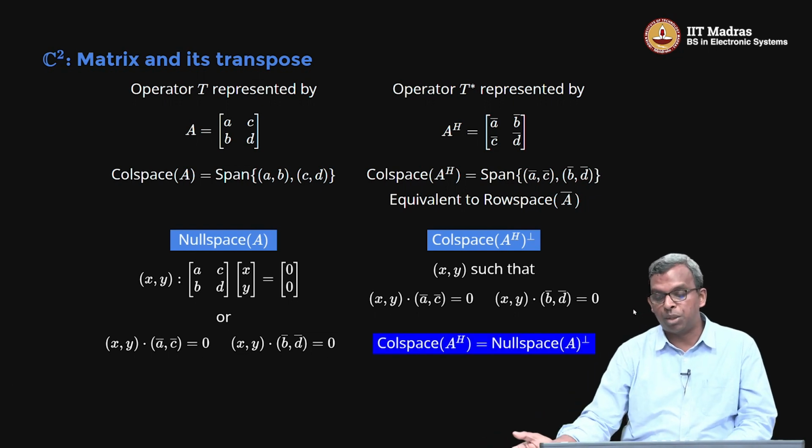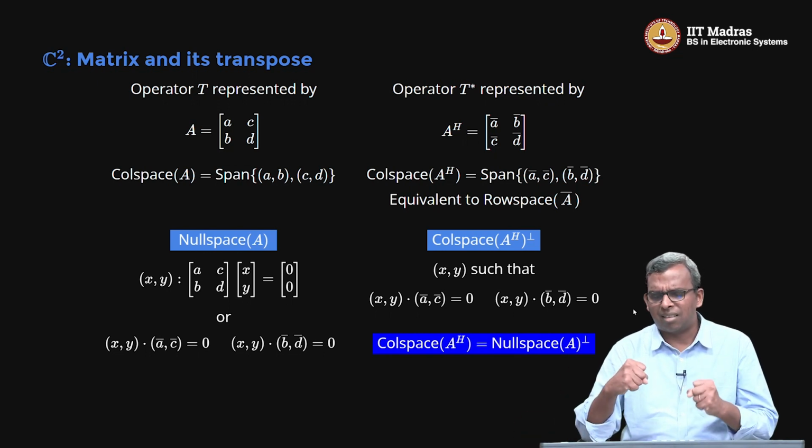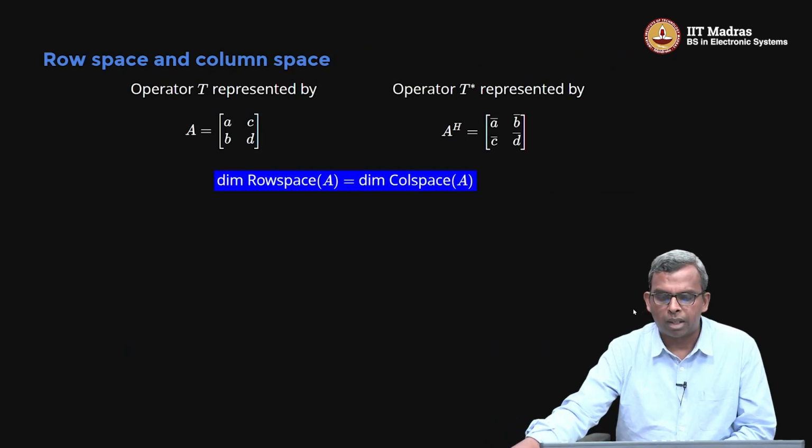Column space of A Hermitian is the null space of A perp. So that ends up being the same thing for the C2 also. So all these spaces are very, very closely connected. I'll show you a few more little facts that are going to come in.